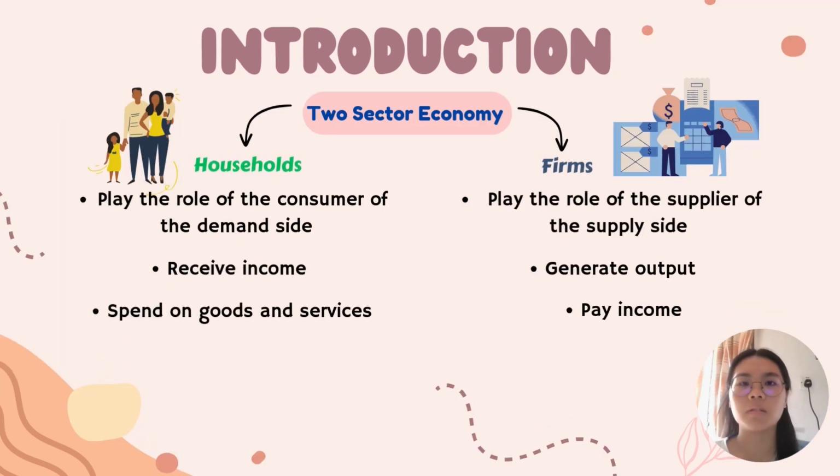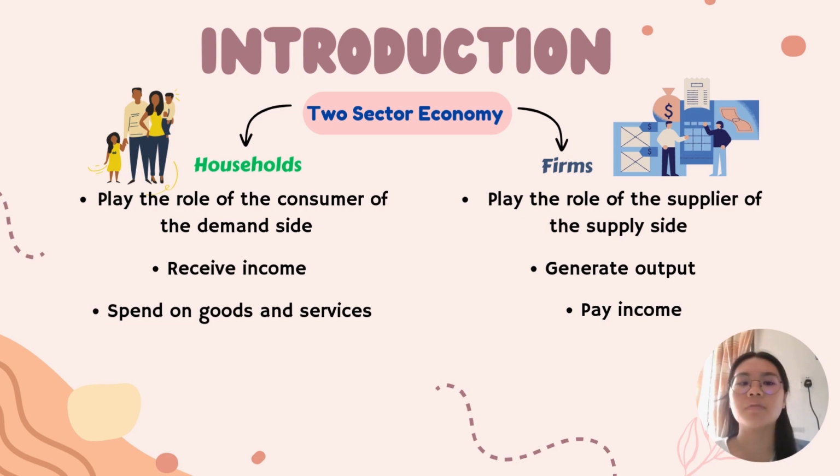Now we will talk about the components in a two sectors economy. There are two components included, that are households and firms. Starting off with households, households play the role of the consumer on the demand side. Households also earn income by providing factors of production such as labor, land and capital to businesses. Furthermore, households also spend their income on goods and services produced by businesses.